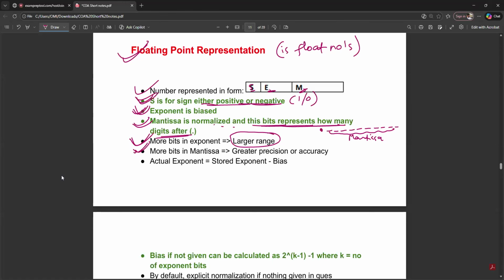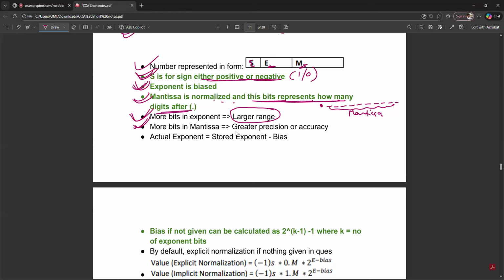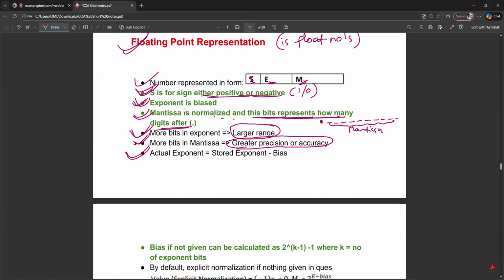Now next point, more bits in Mantissa. If there are more bits in Mantissa, it means greater precision or accuracy, because if more bits are present after the point, it has good precision and accuracy. Now next point, what is the actual exponent? Stored exponent minus bias. I have told you that the exponent is biased, so to find the actual exponent, you have to subtract the bias from the stored exponent E.